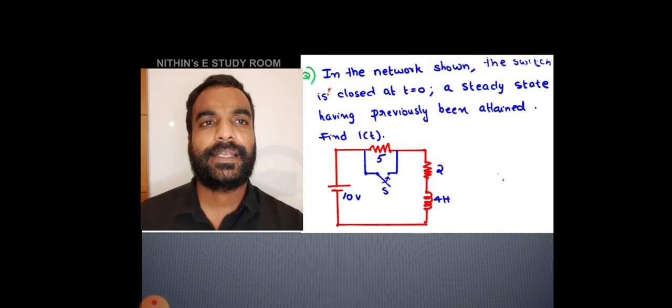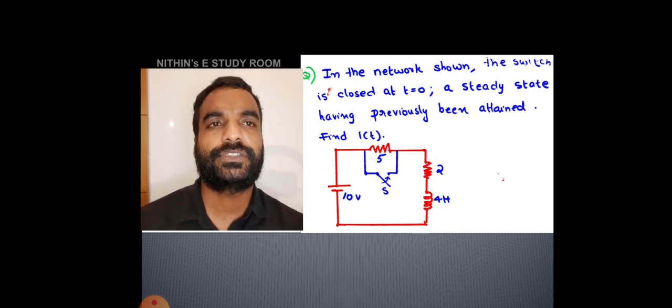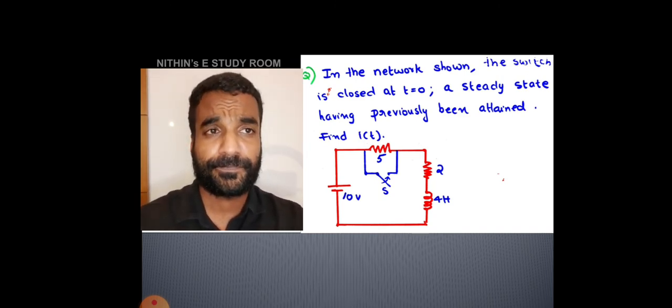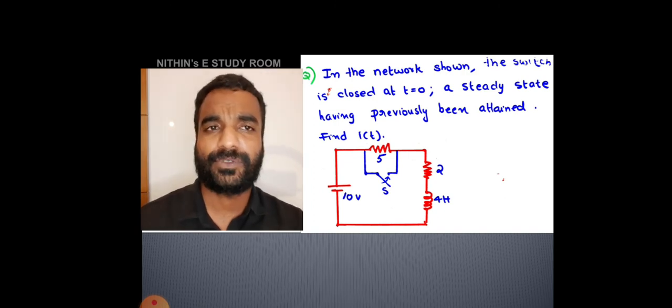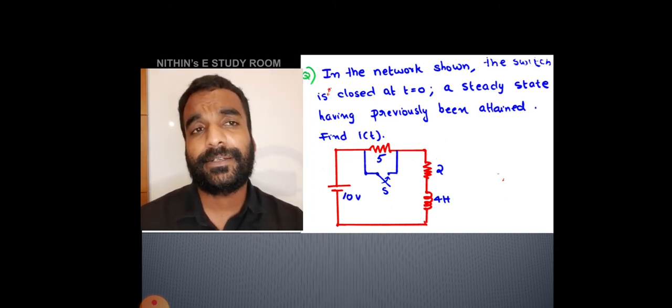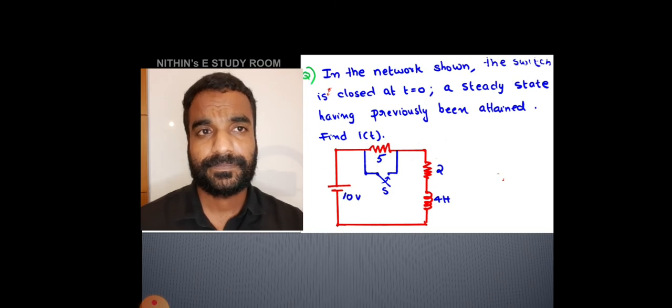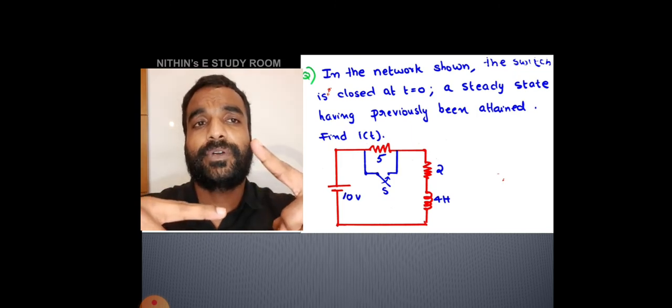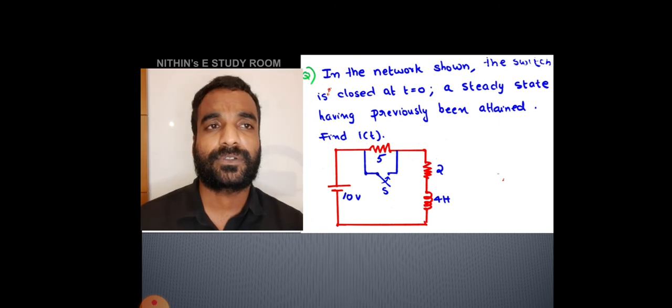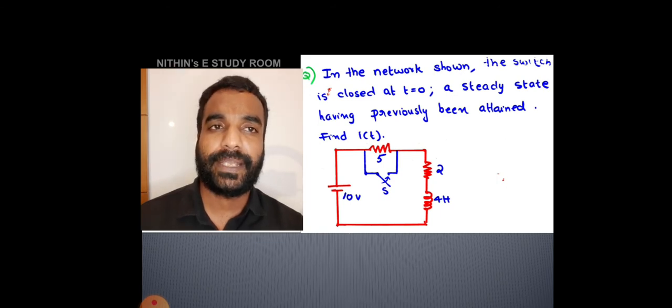Now, in the network shown, the switch is closed at t is equal to 0, a steady state having previously been attained. Find I of t. Again, somewhat a similar question. Switch is already open, and we are going to close the switch at t is equal to 0. A steady state having previously been obtained.